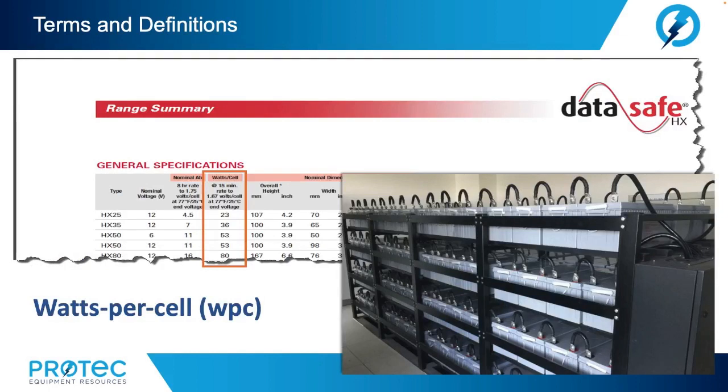Now, another commonly used term is watts per cell, or WPC. The watts per cell is the quantity of power a battery can deliver. The measure of watts per cell is typically used in applications that require a high power discharge over a short period of time and is expressed in watts per cell down to a certain end voltage at a certain rate. Again, for example, 23 watts per cell at a 15-minute rate down to an end voltage of 1.67 volts per cell, again at a given temperature, 25 degrees C or 77 degrees Fahrenheit.